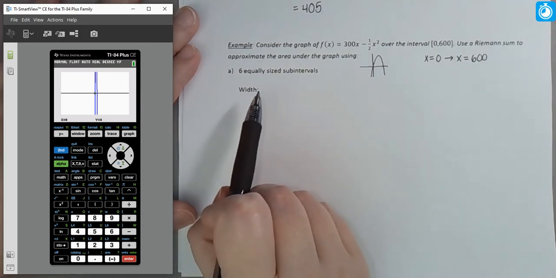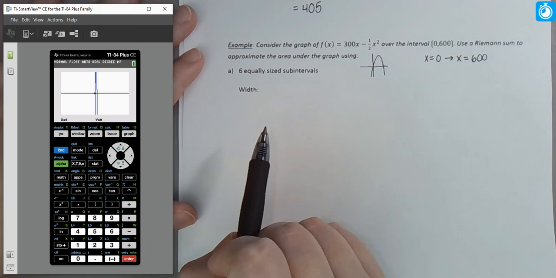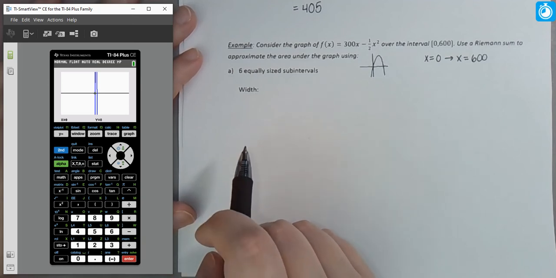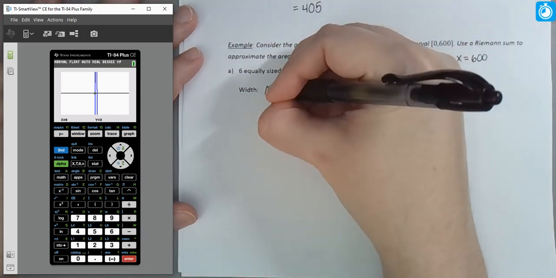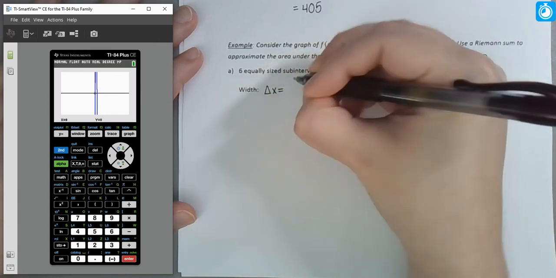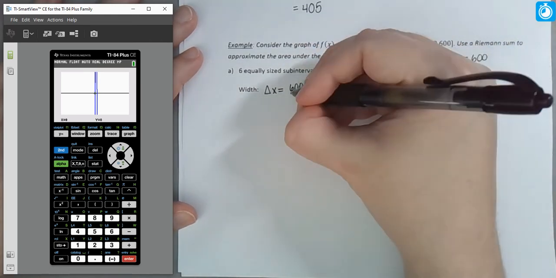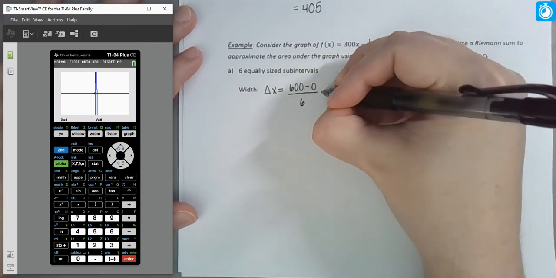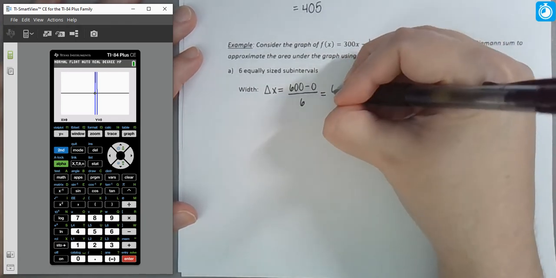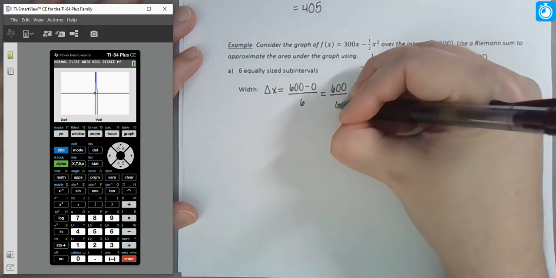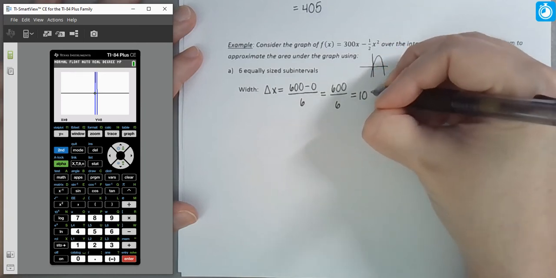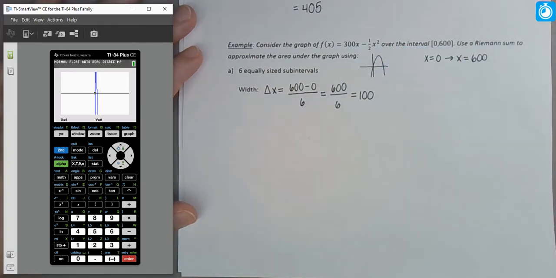So first off, what's the width? How wide is each rectangle going to be? How far are we going to go to transition from one x value to the next? Well, our width, delta x, is going to be the difference between our endpoints, so 600 minus 0, divided into those 6 parts. So our numerator is going to be 600. 600 divided by 6 is going to be 100. So each rectangle is going to be 100 units wide. To go from one x value to the next, we transition by 100 units.